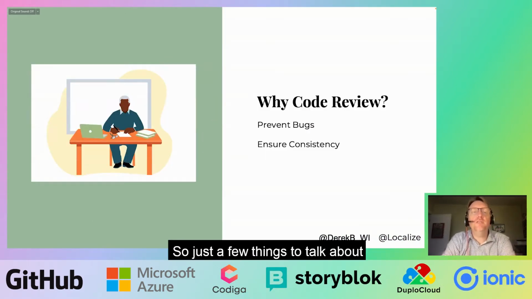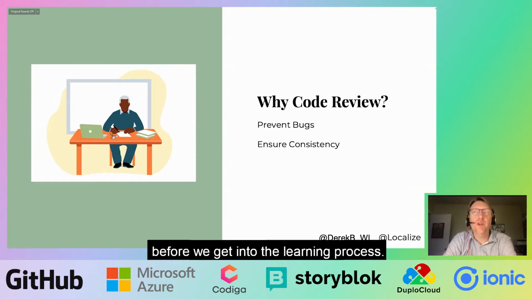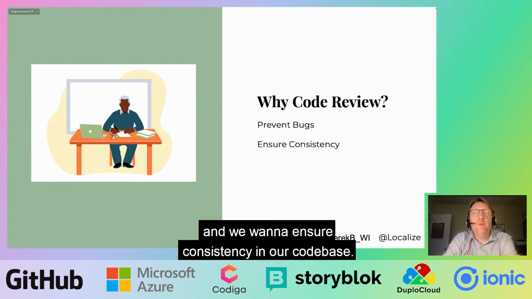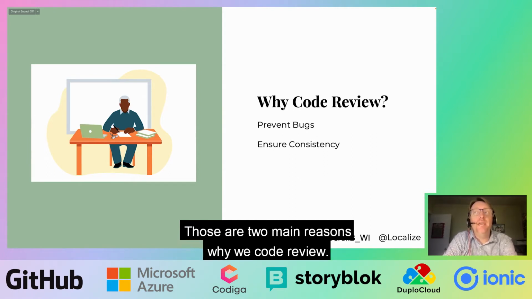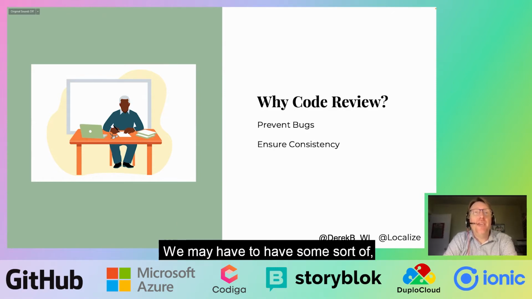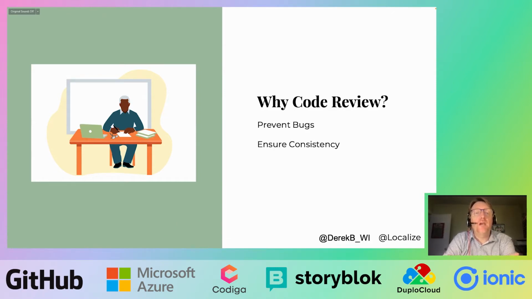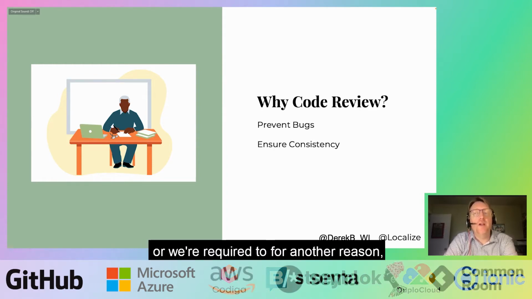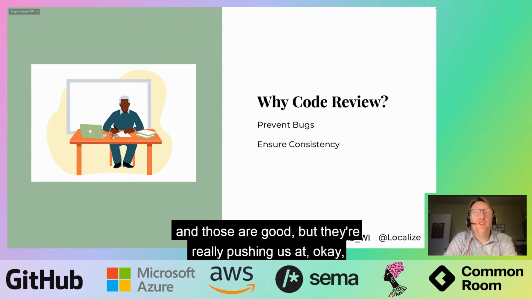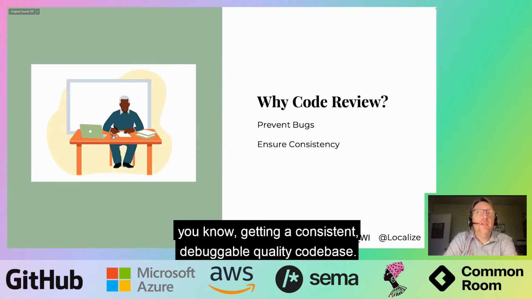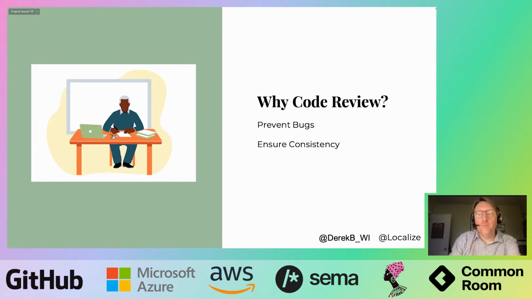So just a few things to talk about before we get into the learning process. Why do we code review? One, we want to prevent bugs. We want to have a good code review process. We want to ensure consistency in our code base. Those are two main reasons why we code review. We may have some sort of compliance checks that we have to follow, or we're required to for another reason. And those are good, but they're really pushing us at, okay, getting a consistent, debuggable, quality code base.